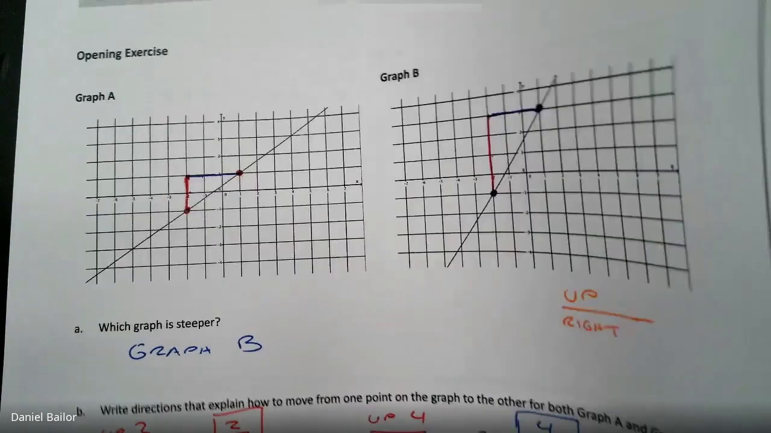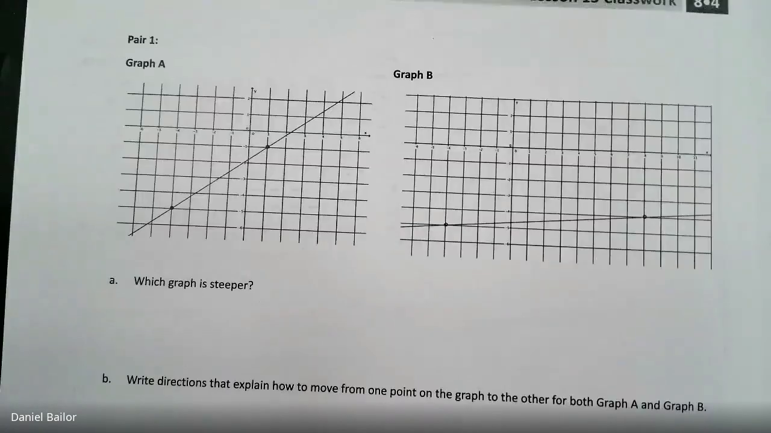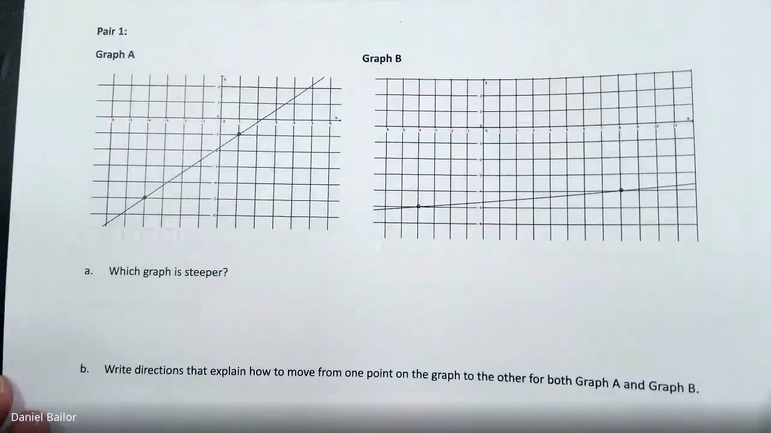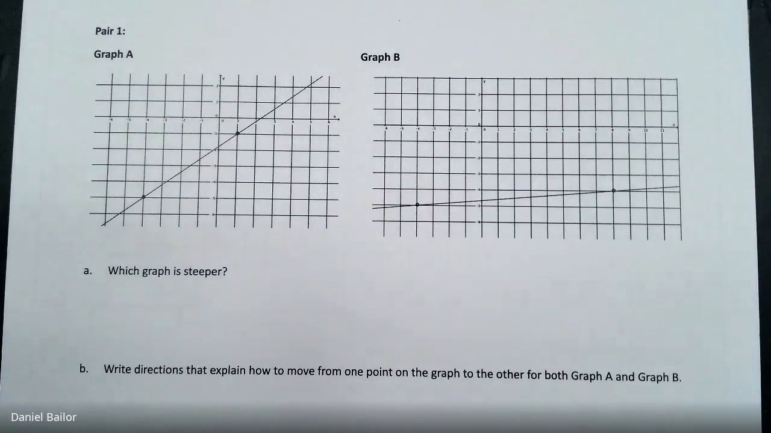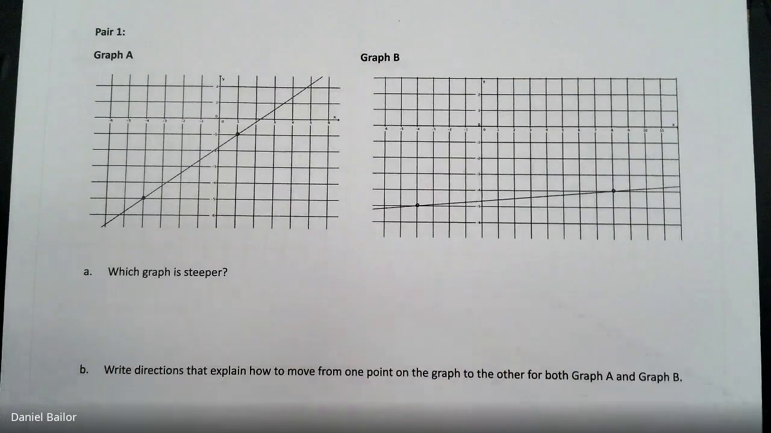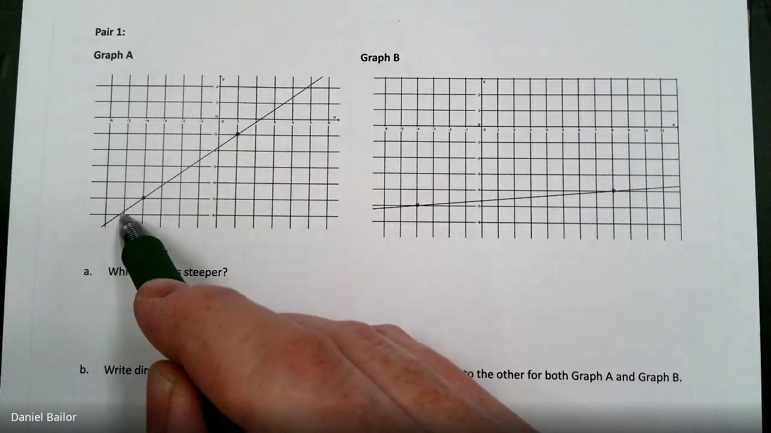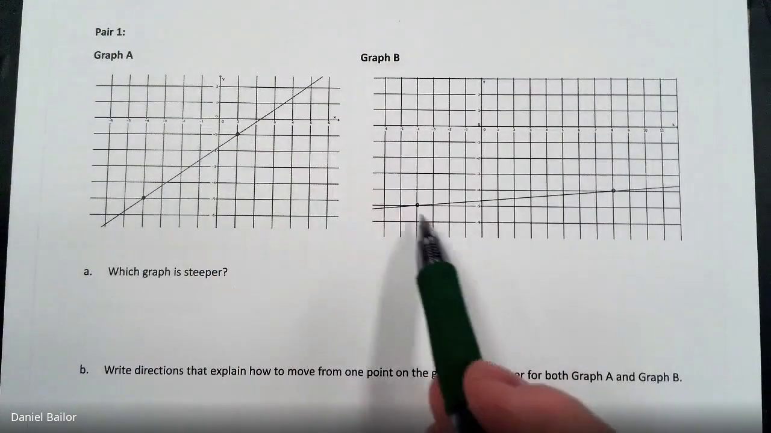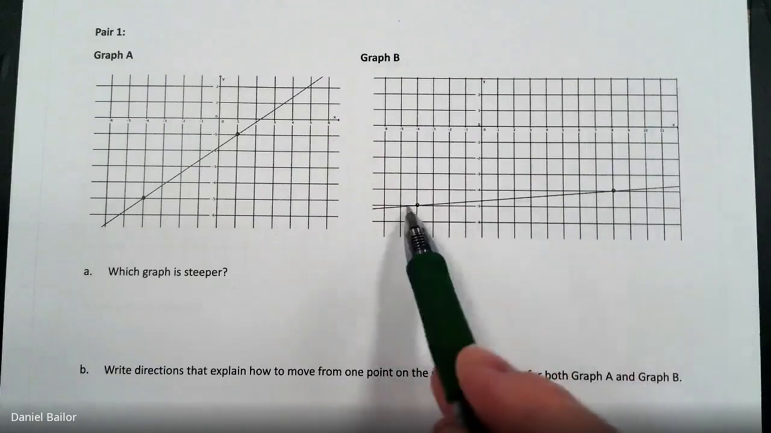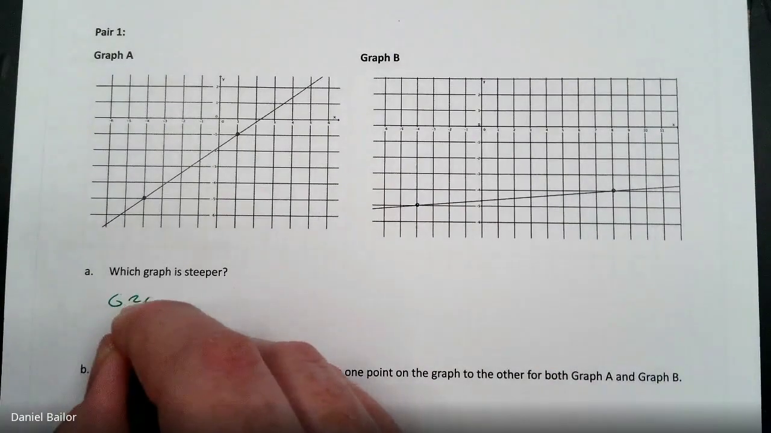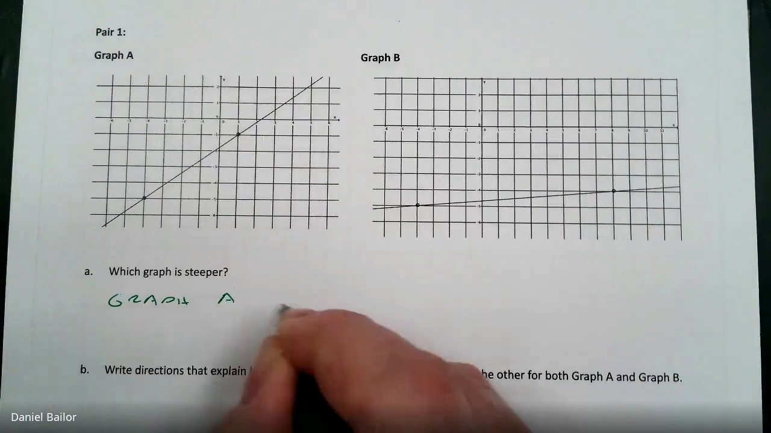Let's do another one. Page 156. Same exact thing. We have graph A, we have graph B, and we need to talk about steepness. So first of all, graph A and graph B, which one is steeper? Just looking at them, graph A looks like a harder mountain to climb. Graph B looks like an easier mountain to climb. So graph A is steeper.